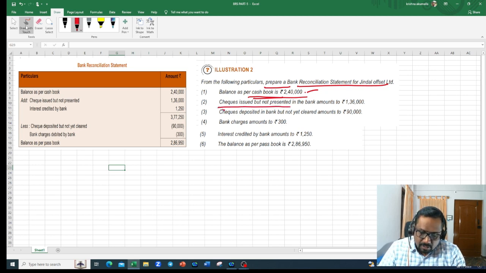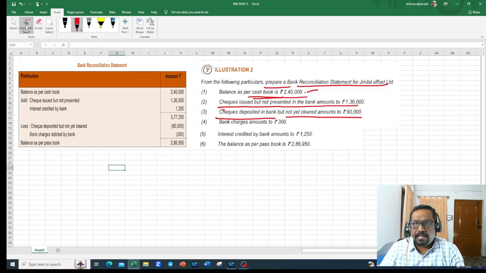Checks issued but not presented in the bank amounts to 1,36,000. We issued checks, but they are not presented. Next, checks deposited in the bank but not yet cleared amounts to 90,000. We deposited, but they are not cleared by the bank. Bank charges amounts to 300. Bank debited 300 rupees as charges. So that also is a difference they identified.